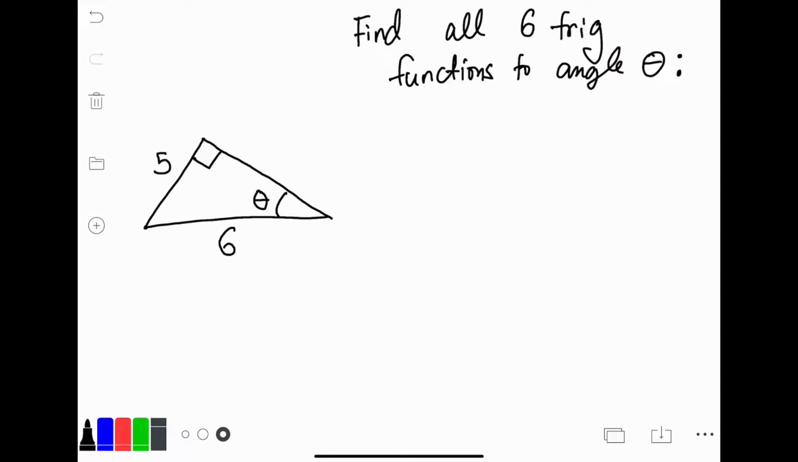Okay, so here I'm giving you a right triangle with only 2 known sides. So, looking at angle theta, find all 6 trig functions to that angle. Pause this video and attempt to do this problem on your own. When you start the video again, the answers will show up in a few seconds.